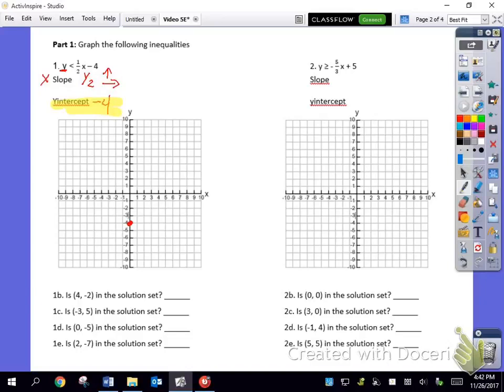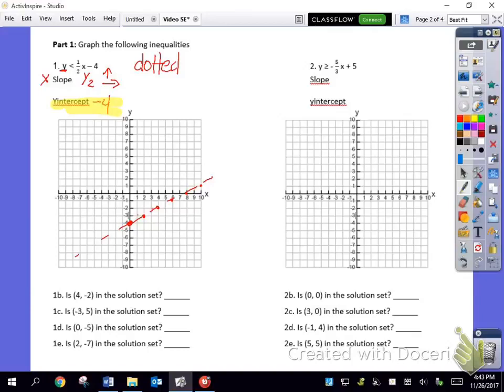So I'm going to go up 1 over 2, up 1 over 2, and so on. That way it just makes it a nice line. Now I have my dots there. It says less than, so since there's not a line, this is going to be dotted. So I'm going to draw a dotted line.